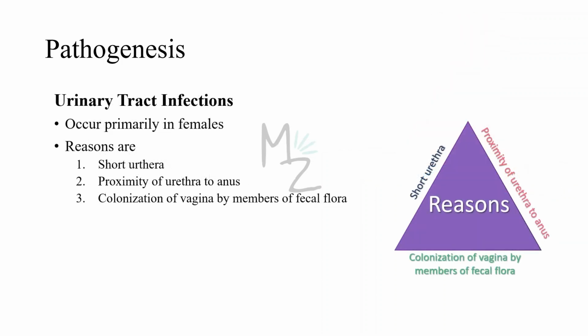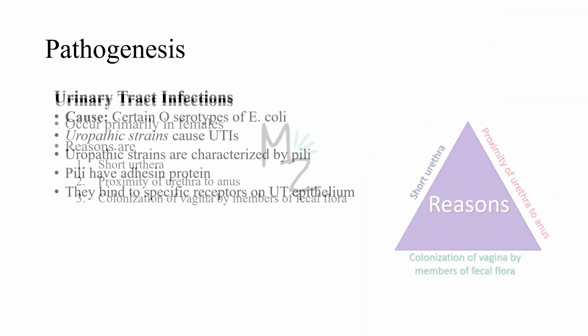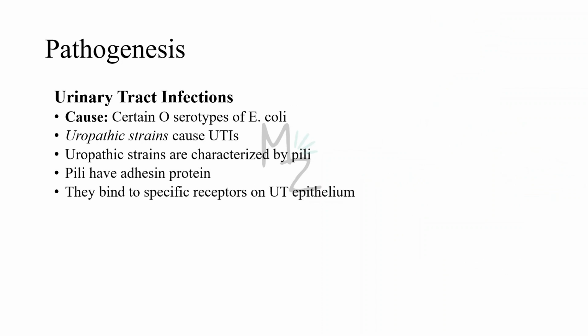Now let's talk about urinary tract infections. They occur primarily in females, and the reasons are that they've got a short urethra and the proximity of urethra to the anus. Proximity means urethra is close to anus. And the third one is colonization of vagina by the members of fecal flora. Certain O serotypes of E. coli preferentially cause urinary tract infections.